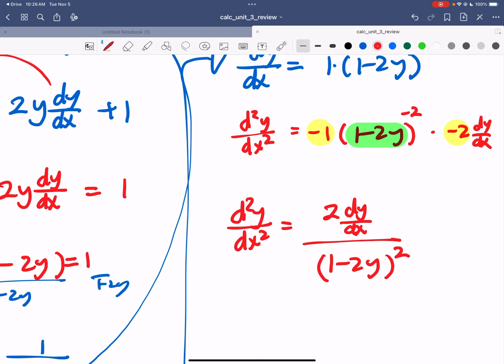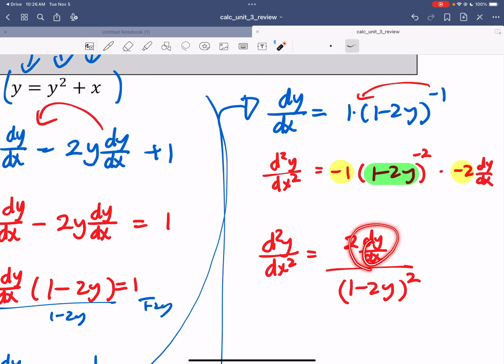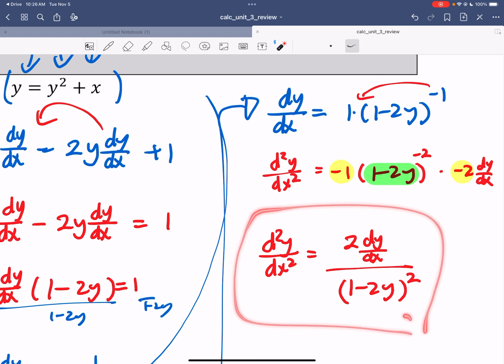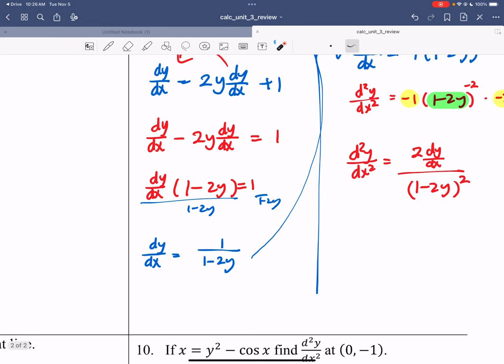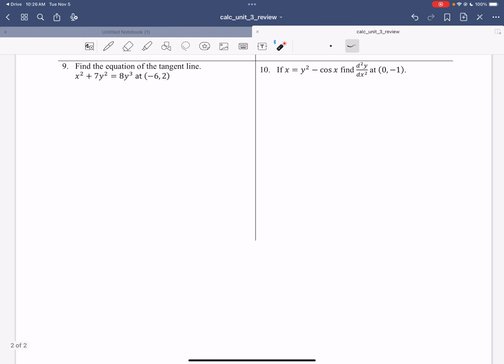That's the finalized one. Although you can plug in what dy/dx is, so you can actually make it this one to the third power, but I'm not going to ask you that far, okay? That's good enough. This is good enough. All right, question number 9.